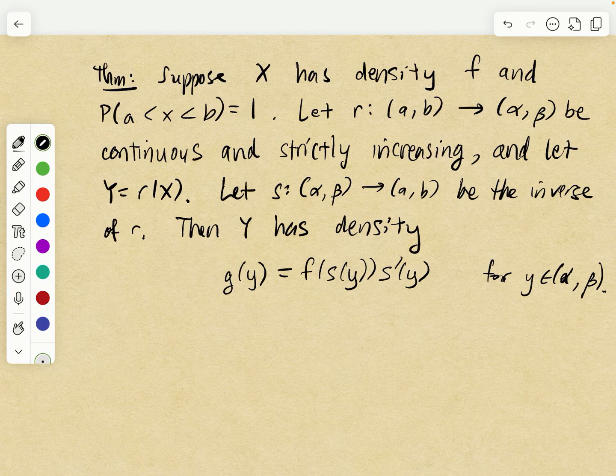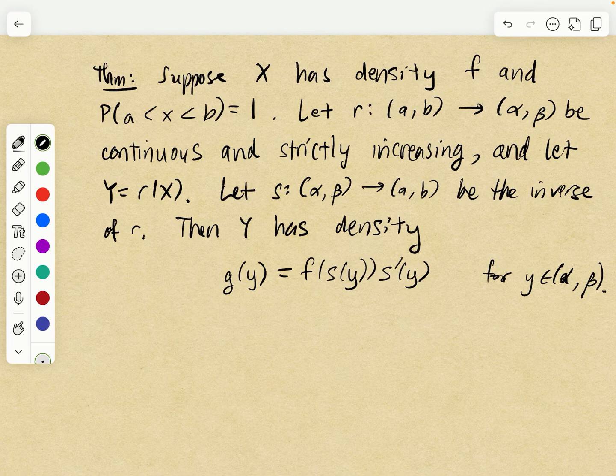So the theorem is, suppose that x has density function f, and that the values of x go from a to b. That's the probability that x is between a and b is 1. Let r be continuous and strictly increasing. Here I'm using the notation, it's kind of vague, but the domain is the open interval from a to b, and a and b can be positive and negative infinity.